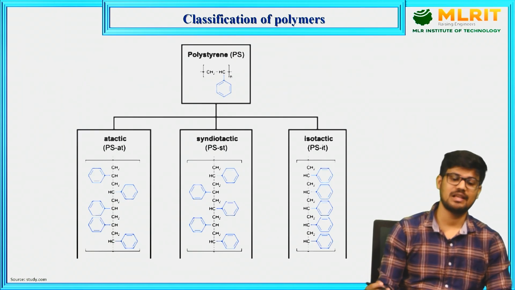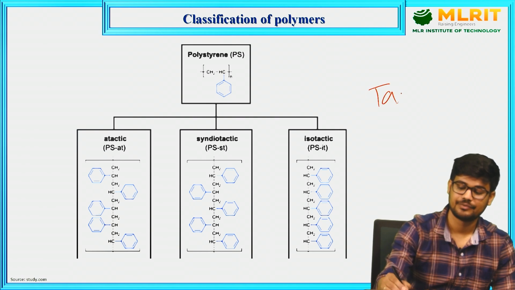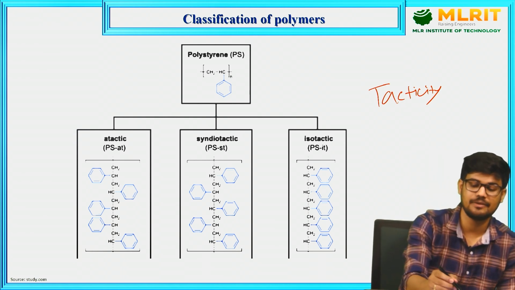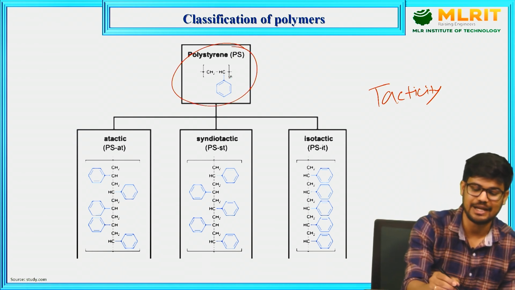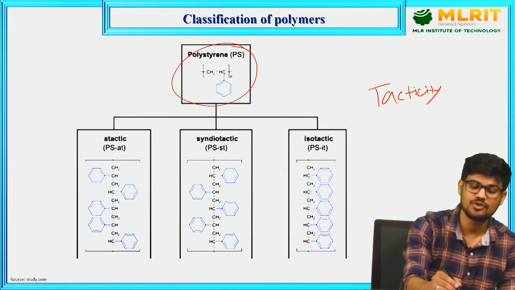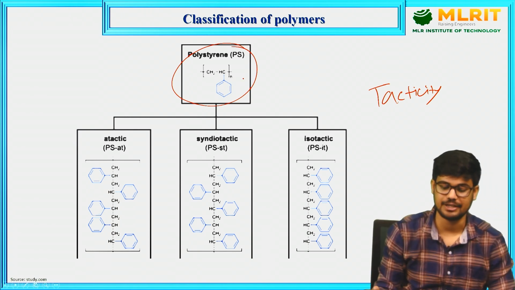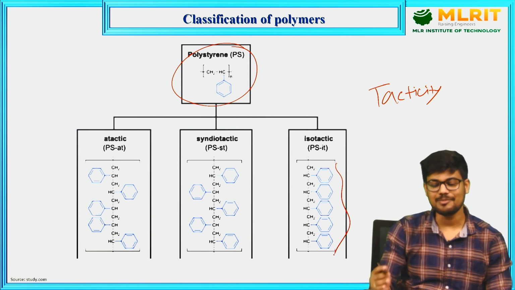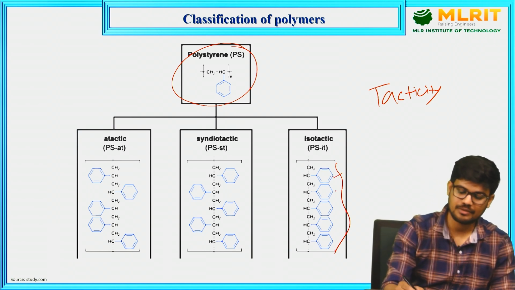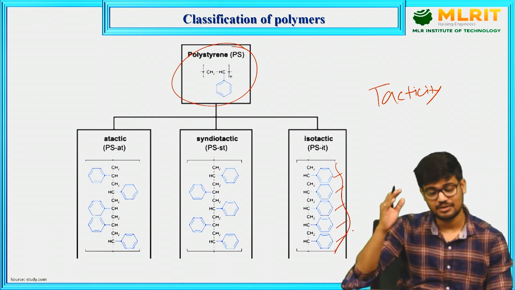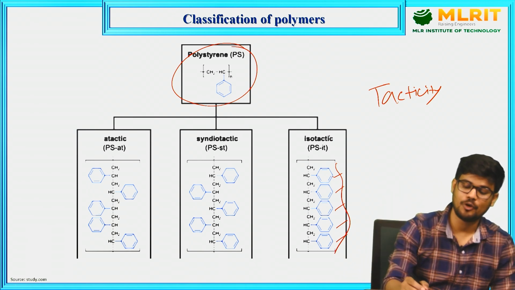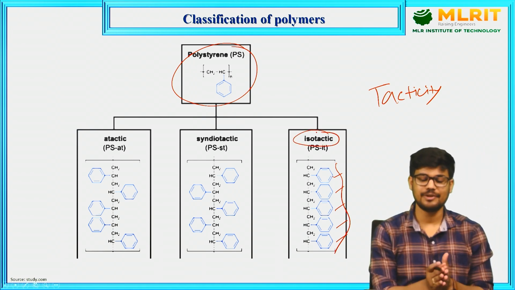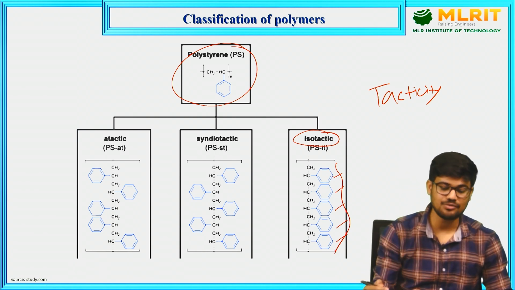Now there is another type of classification, based on tacticity. In tacticity-based classification, consider polystyrene. Here one phenyl ring is attached to the backbone, and this is the polystyrene unit. Now if all these rings are positioned on the same side, for example in this structure, all the phenyl rings belong to the same side. In this case we call this isomer isotactic. Iso means same, so all the phenyl rings belong to the same side.